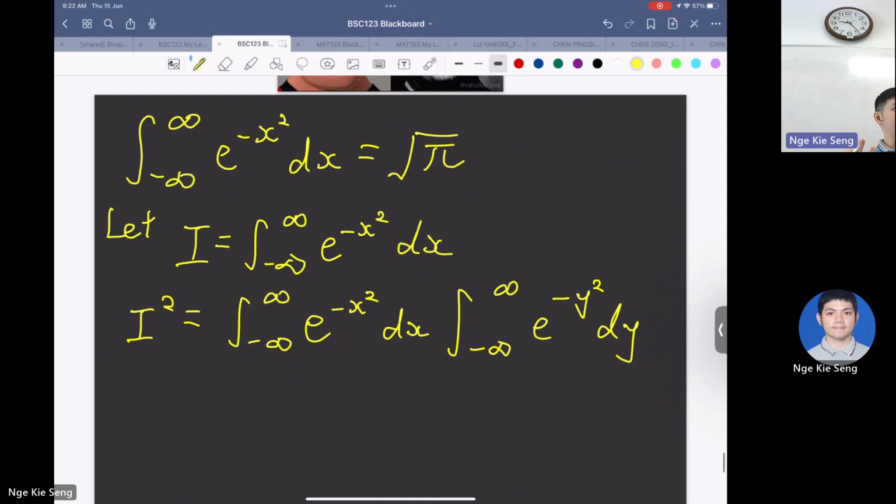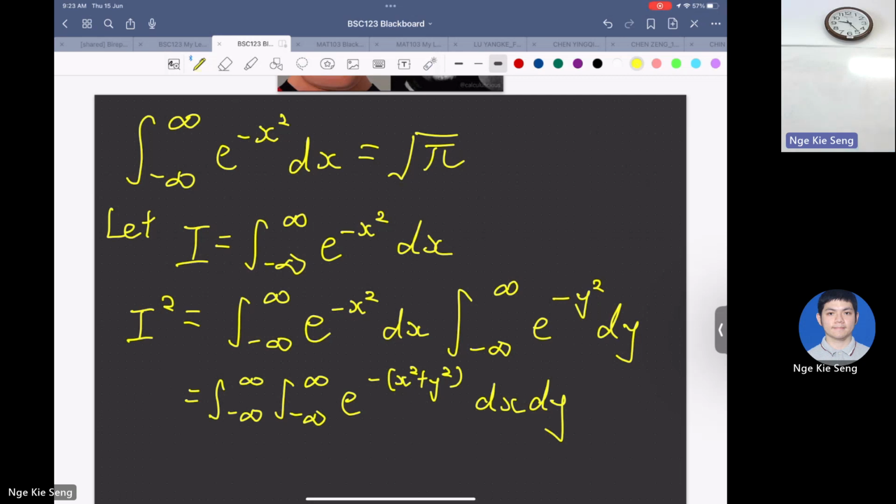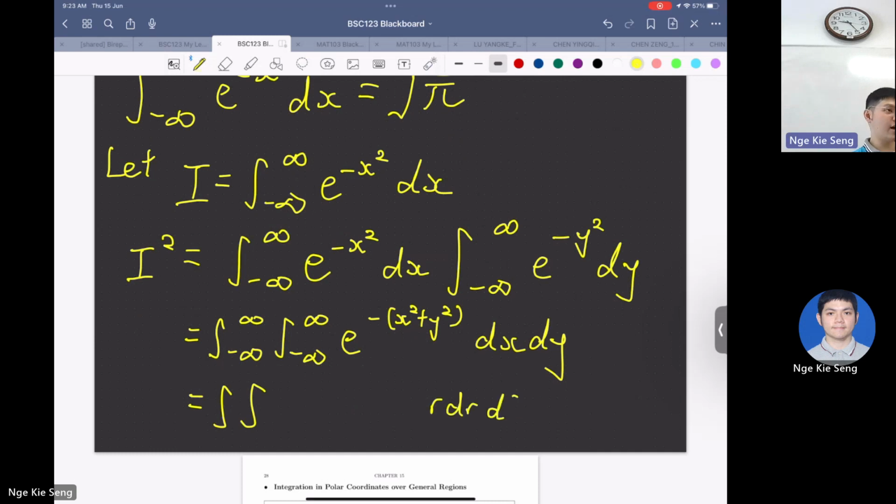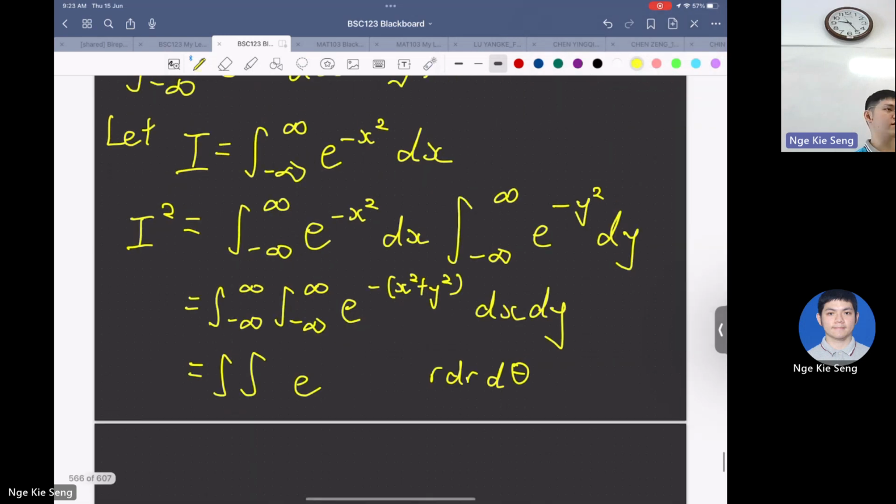So what is this? This is a double integral. You need to integrate from negative infinity to infinity. Wow, how to do this? Just now I said we want to turn this into polar coordinates. How to turn it into polar coordinates here? r dr d theta. But what happened to this function here? x squared plus y squared satisfies what equation? r squared. Very good.